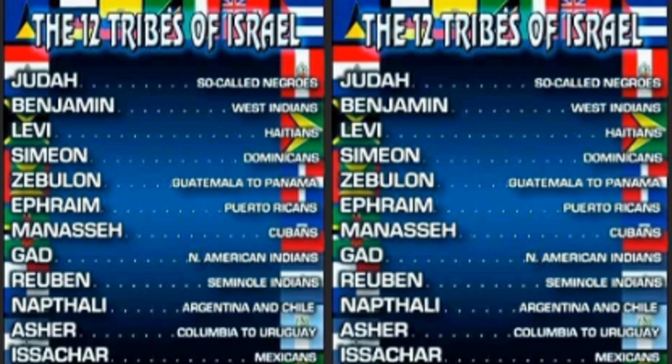So you see things like Judah, the so-called Negroes, in other words, Americans in the United States, Benjamin, West Indians, Levi, Haitians, Simeon, Dominicans, Zebulon, Guatemala, and Panama. And so you see these different geographic locations and these identities that are tied to these descendants of Jacob based upon geography.